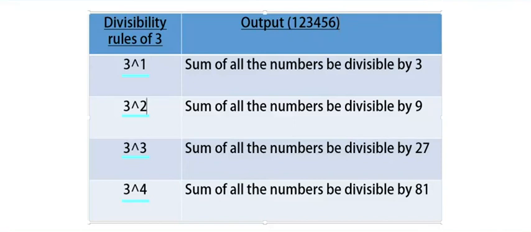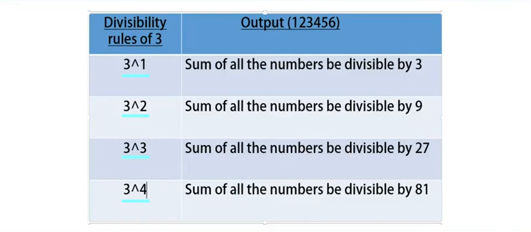Now what about the rule of 3 square, that is 9? Again the logic is the same. We will add all the digits and check whether the sum is divisible by 9 or not. If yes, then yes. If a remainder is present, then no. What about the rule of 27? 27 is 3 power 3, so the logic is the same. Add all the digits, divide by 27 and check whether the remainder is 0 or not. If the remainder is 0, it is divisible. If the remainder is not 0, it is not divisible.